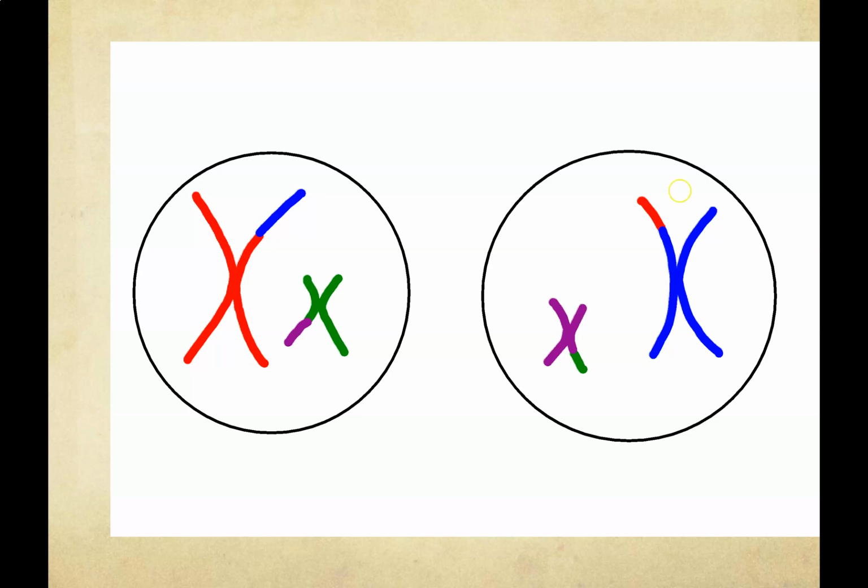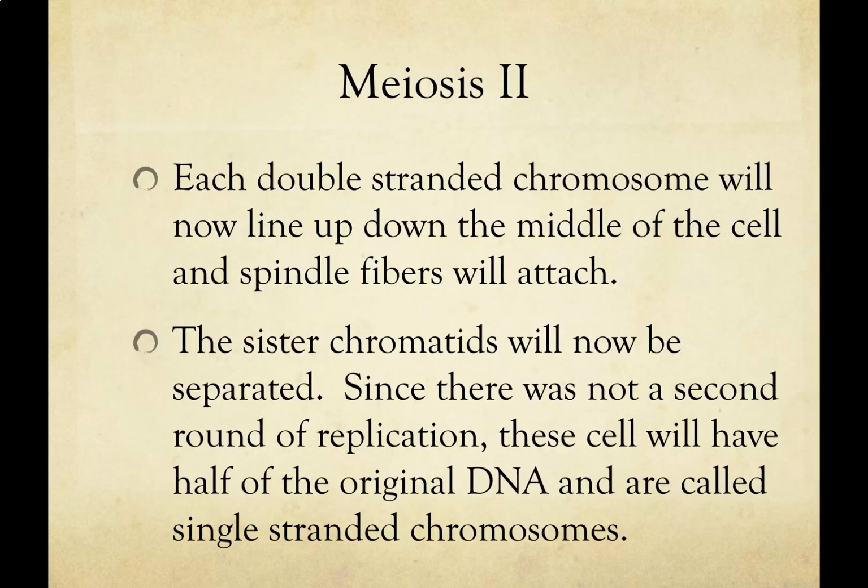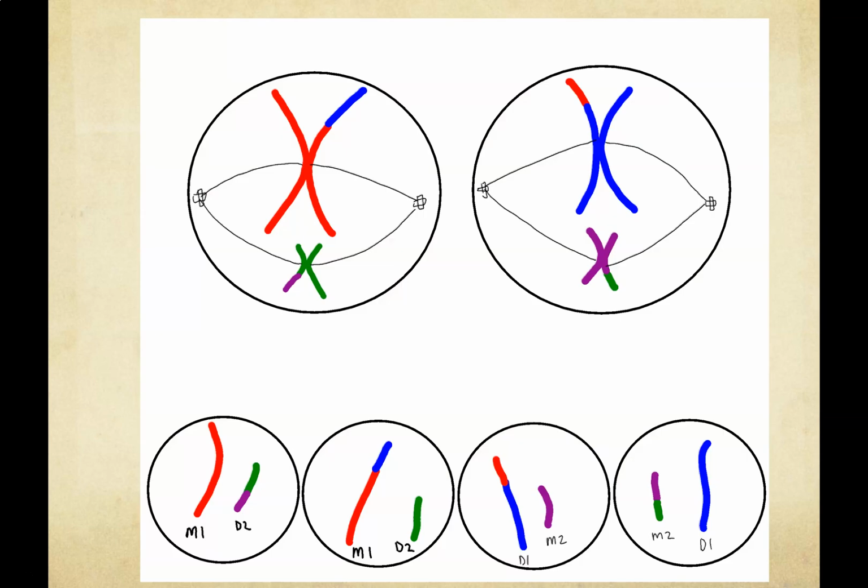Now what meiosis 2 is ultimately going to do is split these guys up like that. Notice in meiosis 2, there is no replication. All I'm going to do is break them up. So in meiosis 2, the sister chromatids are now going to be separated. So let's see how this goes. And there is not a second round of replication. This is division only. So let's see what happens.